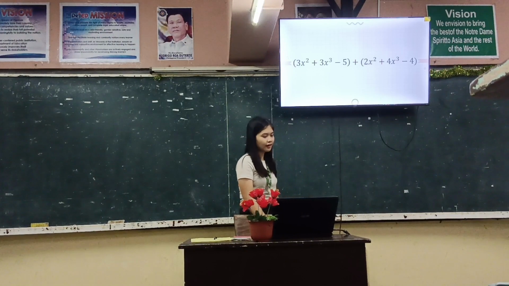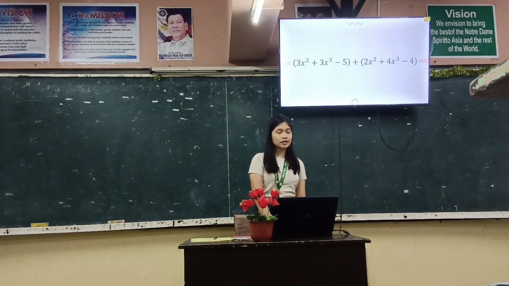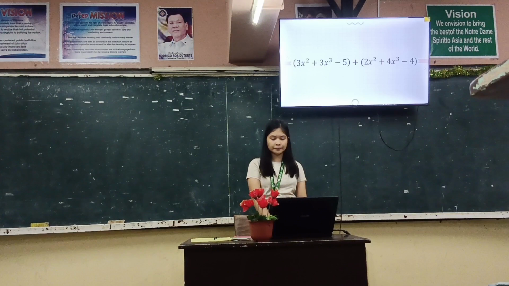So we have here the quantity of 3x squared plus 3x cubed minus 5 plus the quantity of 2x squared plus 4x cubed minus 4. After answering this equation, I will call someone to share with our class their strategies on how they came up with their answers. I will give you 5 minutes to answer this, and your 5 minutes will start now.